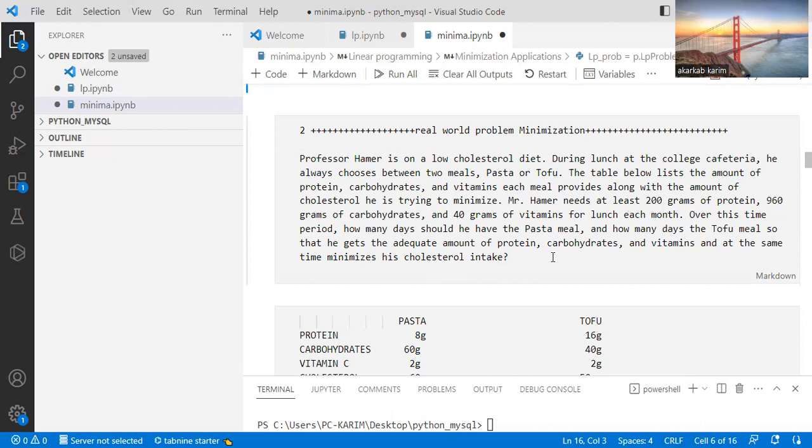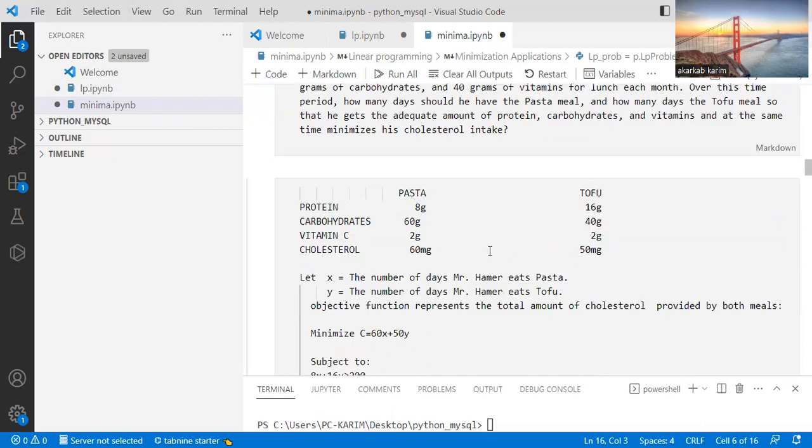Well, our goal here is to minimize the cholesterol for Professor Hammer. This is the information we have for this problem. For protein, we have 8 grams for pasta and 16 grams for tofu. Carbohydrate, we have 16 grams in pasta and 40 for tofu. For vitamin C, we have 2 grams in pasta and 2 grams also in tofu. And for cholesterol, we have 60 milligrams in pasta and 50 milligrams in tofu. Well, I consider two variables. The first, x, is the number of days Mr. Hammer ate pasta, and y the number of days Mr. Hammer ate tofu.